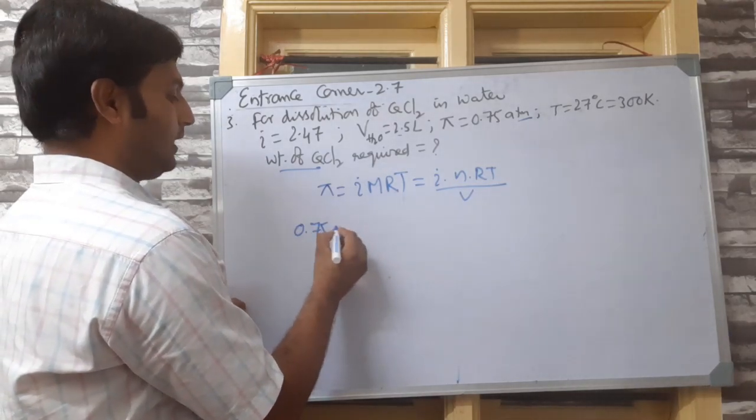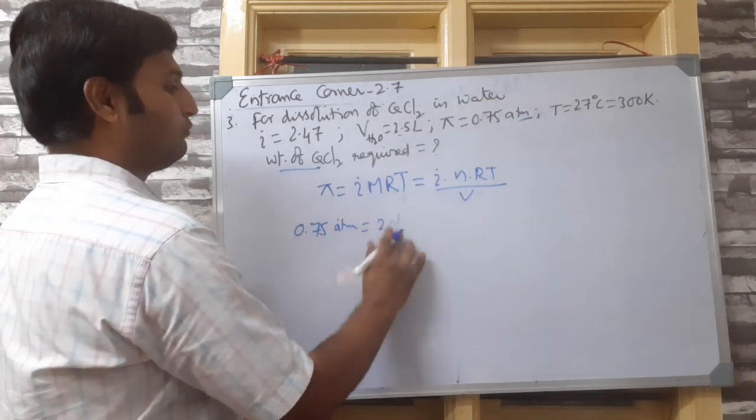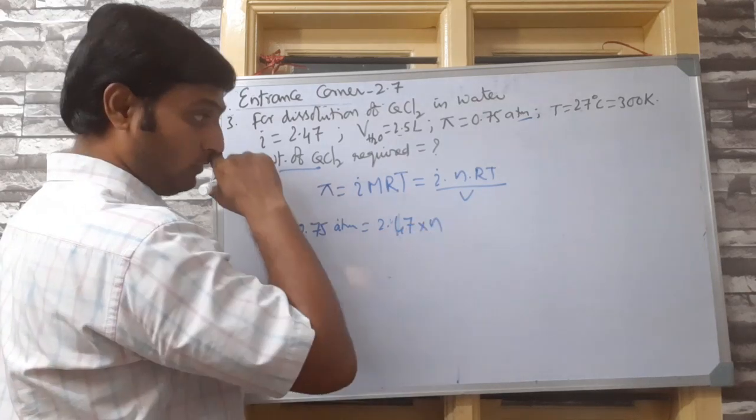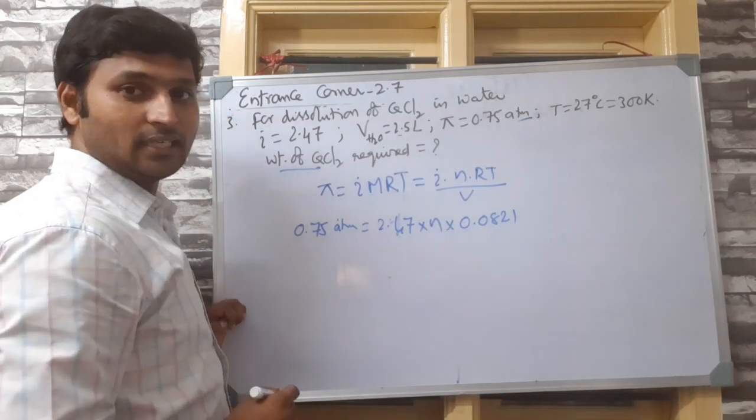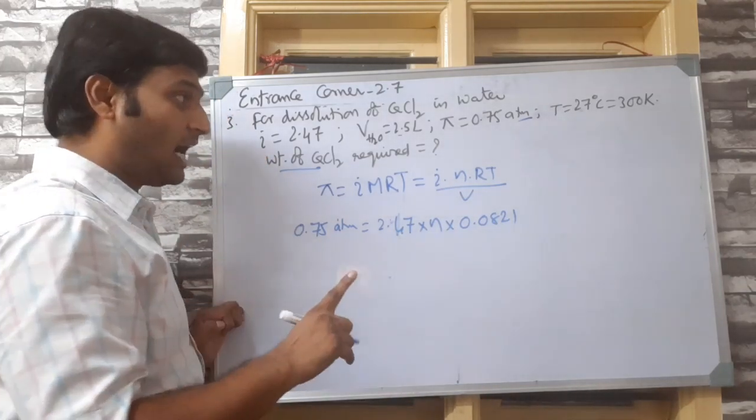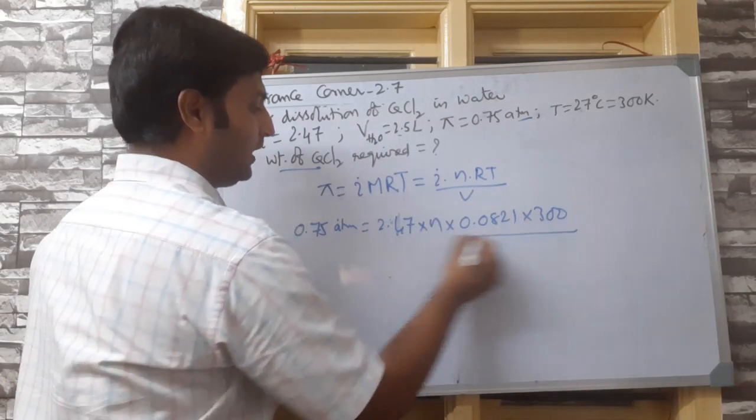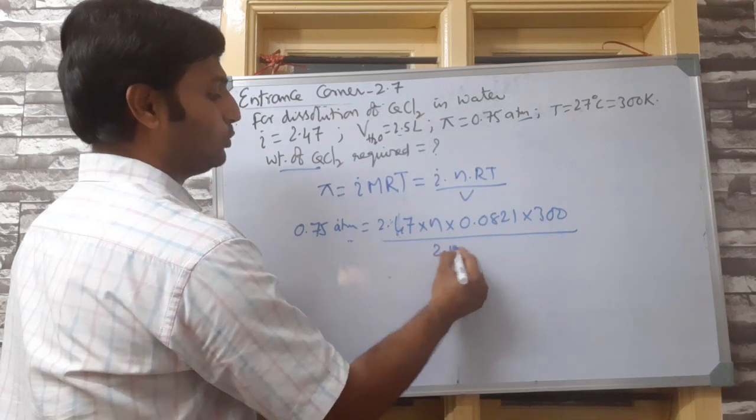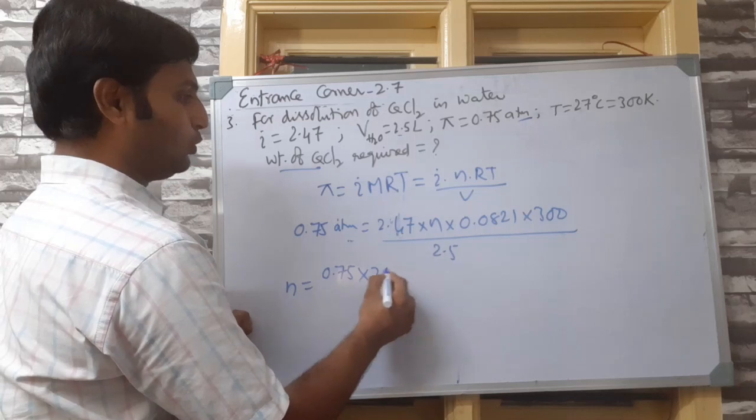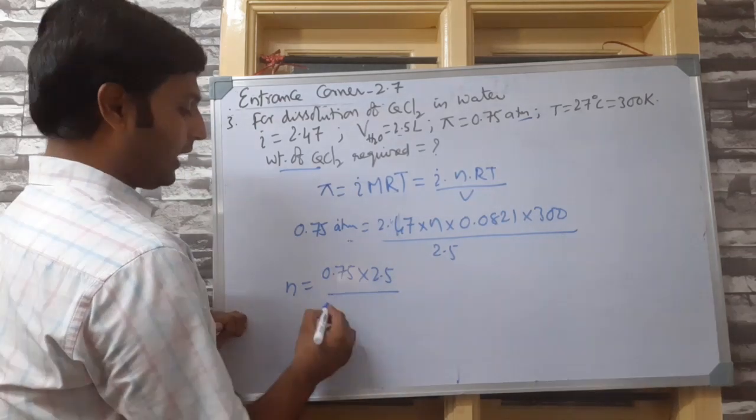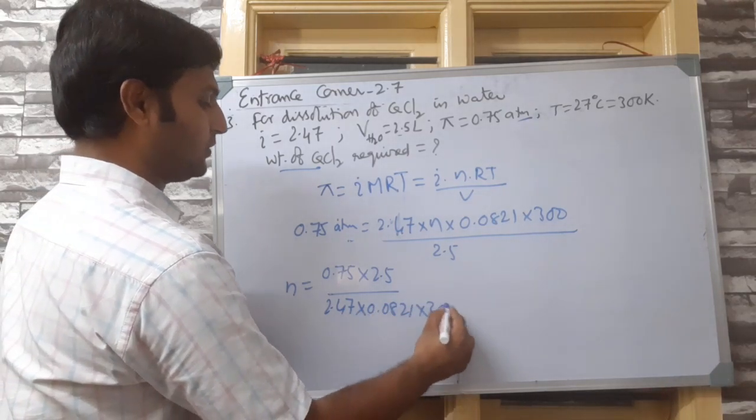So 0.75 atmosphere is equal to the i value 2.47 into n, which we need to find out, into the R value, I told you, 0.0821 liter atmosphere mole inverse Kelvin inverse when pressure is in atmosphere, into temperature 300 Kelvin divided by volume in liters, which is 2.5. Therefore, n is equal to 0.75 into 2.5 divided by (2.47 into 0.0821 into 300).